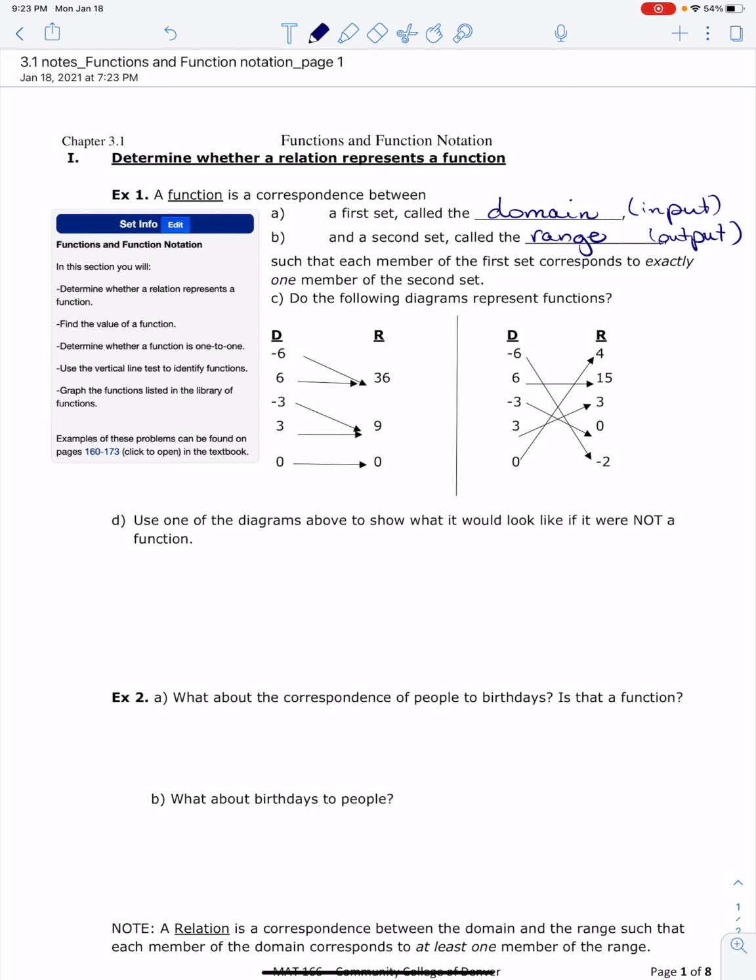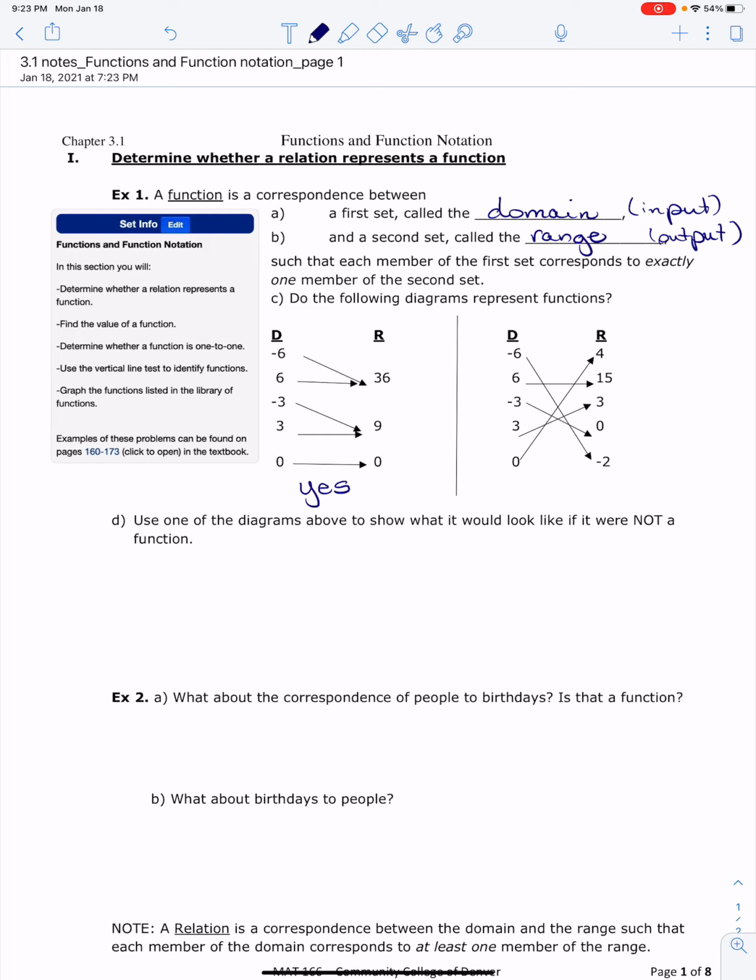So let's take a look at this first set. If I tell you that x equals -6, you would tell me that y equals 36. There's no question, there's only one y that goes with that x. If I tell you that x equals 6, you're going to tell me that y equals 36. It does not matter if my y's are repeated, as long as my x's are not repeated. So yes, this is a function. Each of these x's go to only one y.